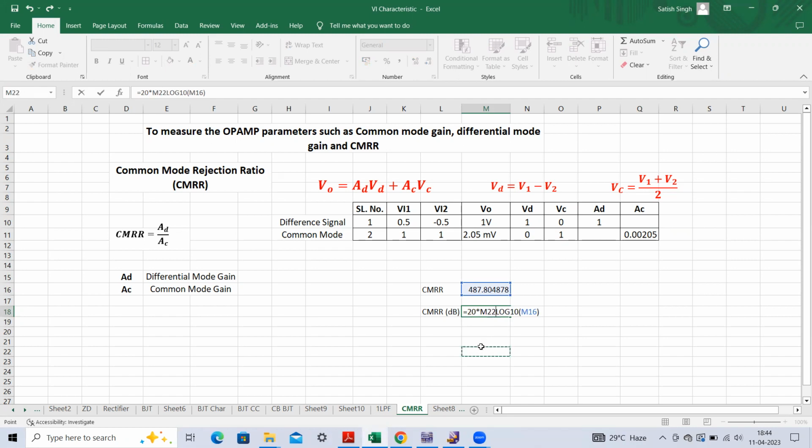So I hope you are able to understand how to calculate this common mode gain, difference mode gain, and CMRR practically. So please try to implement the same circuit onto the breadboard. I hope you will be able to perform this particular experiment.